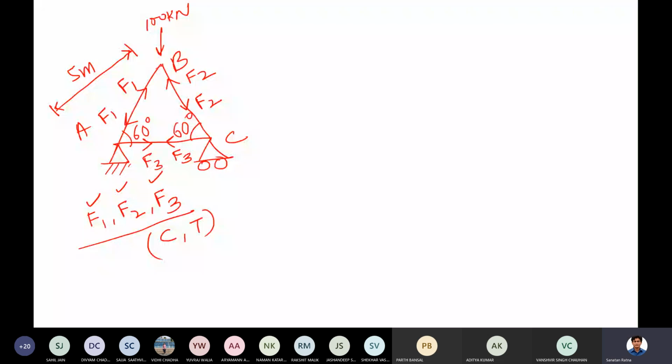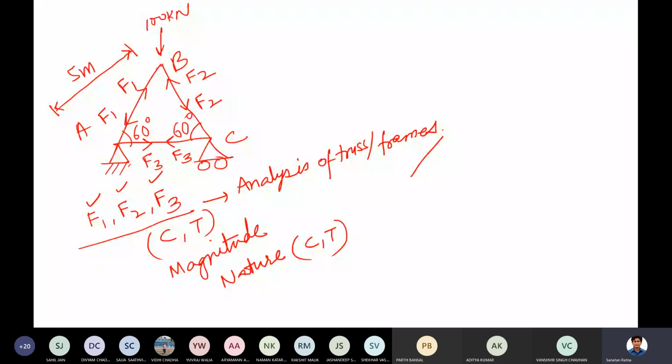Compressive or tensile. So this determination of magnitude and nature of the stress in the various members, that is called as what? Analysis of stress or frames. Okay. Understood this? This determination is called analysis of stress, analysis of frames.